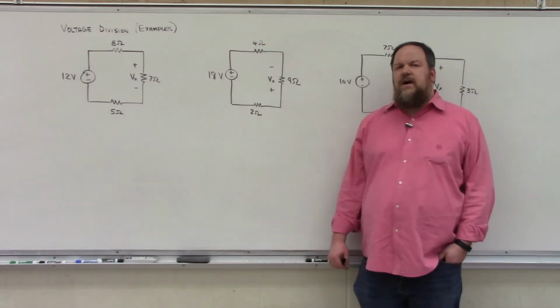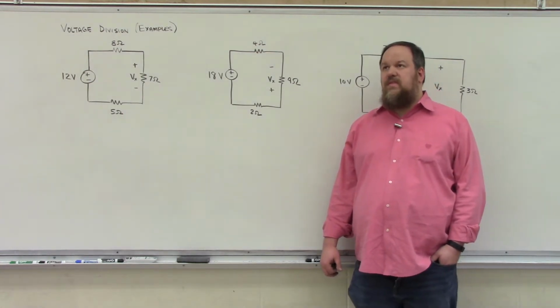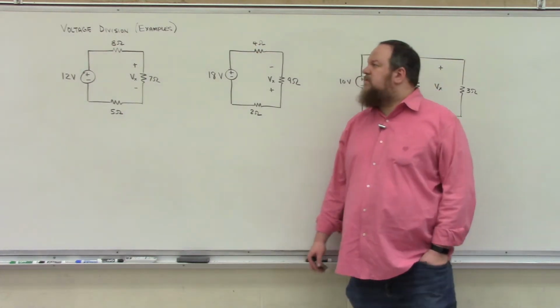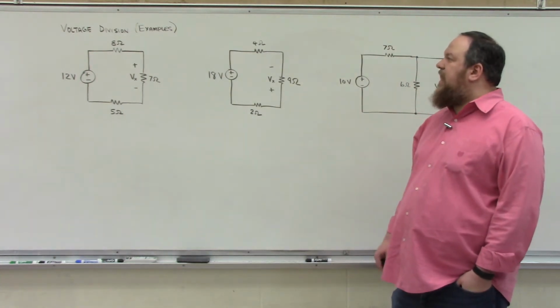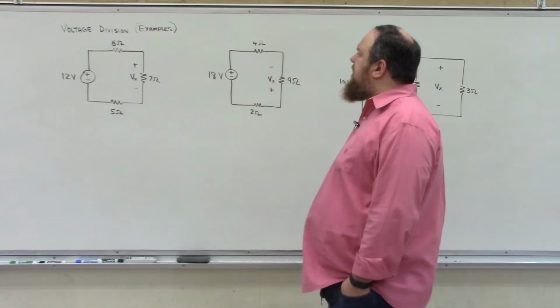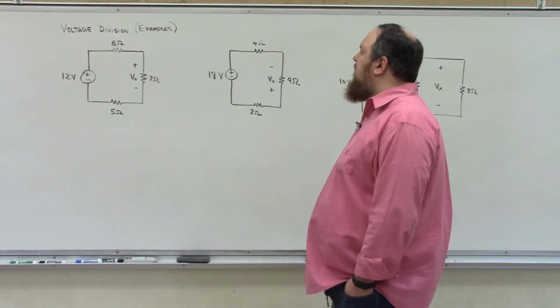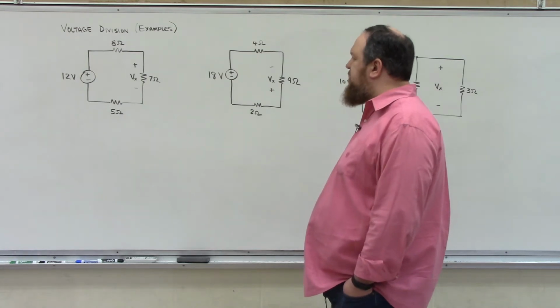So what we are going to do now is just work a few example problems to try to get our feet wet with using voltage division. So let's start with the simple circuit that we have on the left, okay? So we have a 12 volt source connected to an 8 ohm resistor that's in series with a 7 ohm resistor that is in series with a 5 ohm resistor.